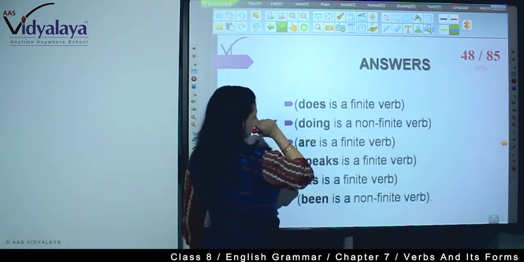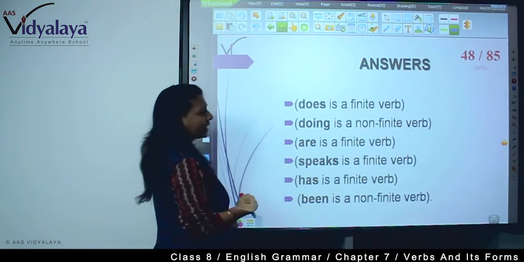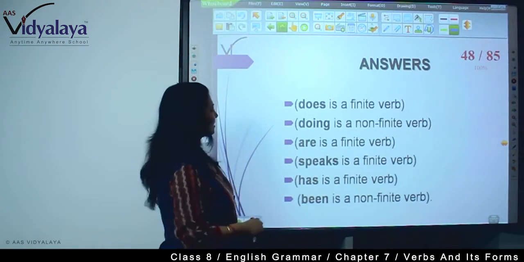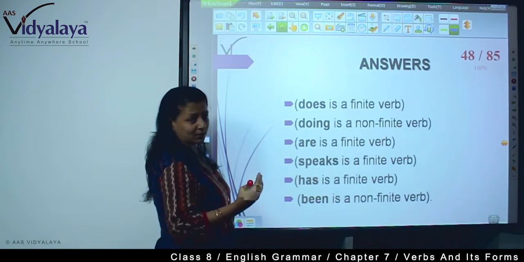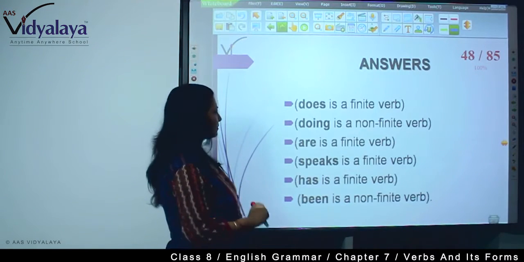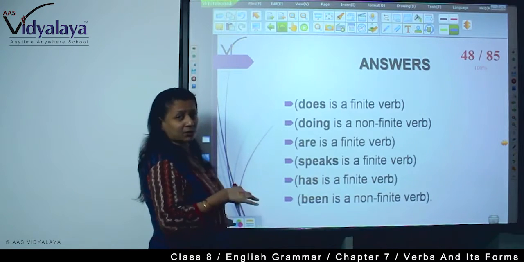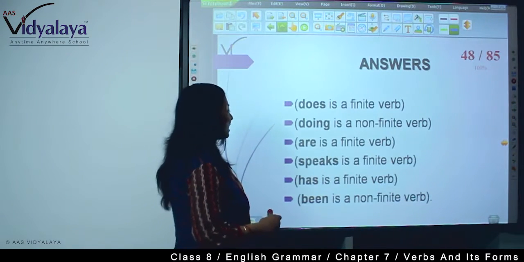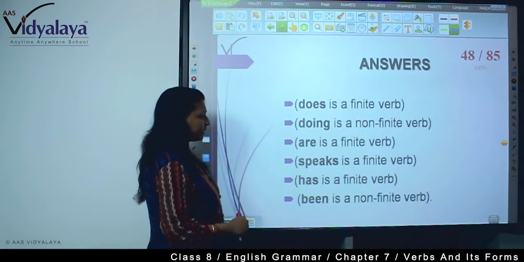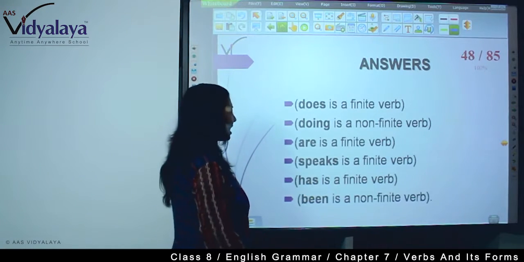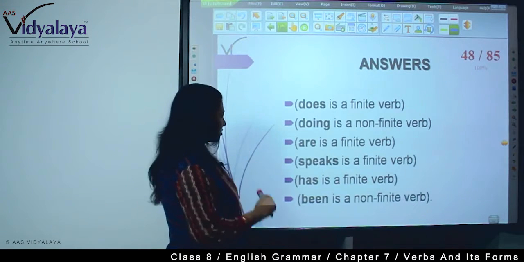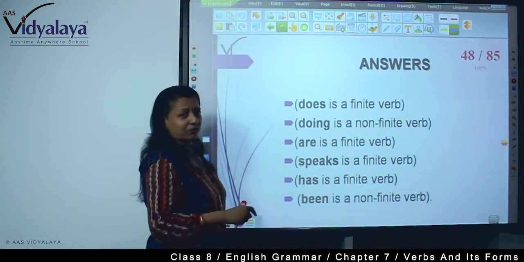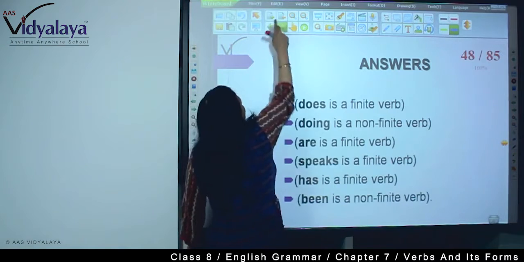Does is a finite verb because it changes with number and person. Doing is non-finite because it won't change with number and person. Are is finite, with singular or plural it changes. Speaks is a finite verb because it changes with tenses. Has is a finite verb, with tenses, with person, number it changes. Been is a non-finite verb because it remains the same.